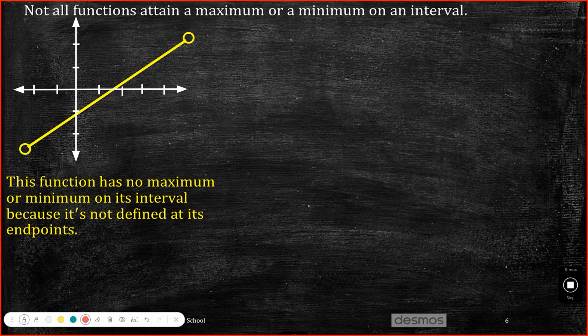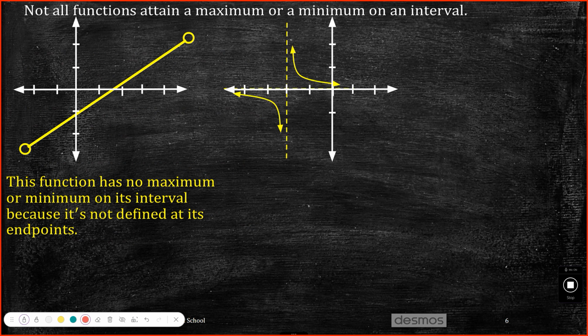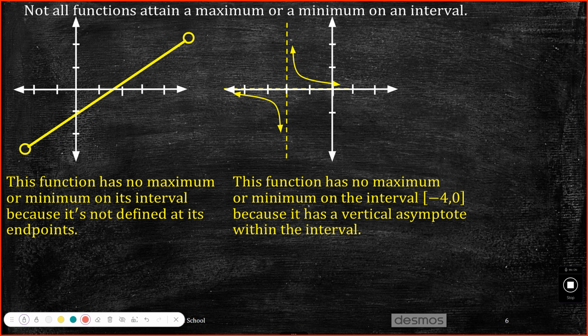So not all functions attain a maximum or a minimum value on the interval. This rational function here will also not attain a max or a min because it goes on forever. It's infinite going up and infinite going down, so it has no maximum or minimum. This function has no maximum or minimum on the interval from -4 to 0 because it has a vertical asymptote within the interval.